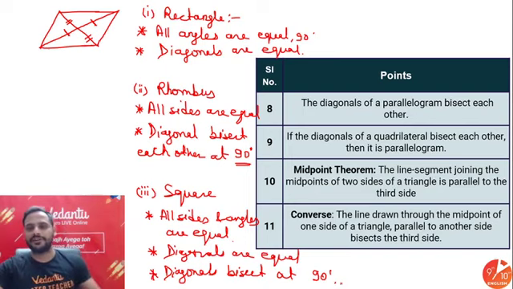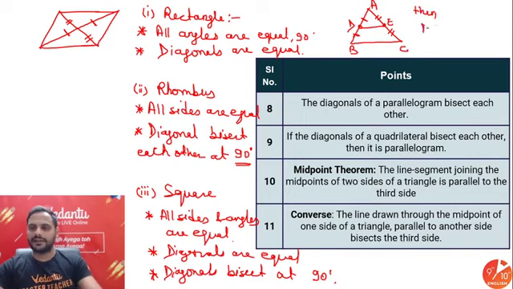Then comes the part of midpoint theorem. So what does midpoint theorem say? Midpoint theorem says a very easy thing. Suppose I have a triangle ABC. In this triangle ABC, if D and E are the midpoints of AB and AC, then I can say DE is parallel to BC and DE is half of BC.